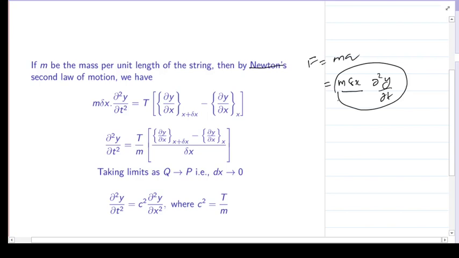We also have, by using the tension and the vertical component, this force. We can equate these two: m delta x into dou square y by dou t square is equal to T into that term that we derived in the previous slide. Now we take dou square y by dou t square to one side, and the other variables to the other side, and rearrange.